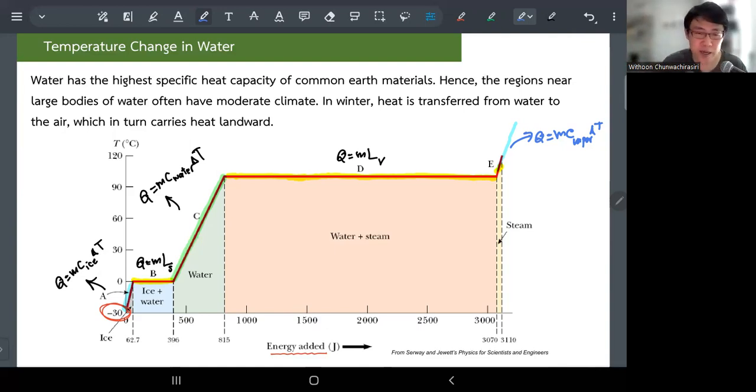Of course, there are so many alternative scenarios that might happen, right? But for the most general cases, it will go from solid to liquid and then to gas. But hopefully by seeing this graph or this curve over here, you see when and where you're supposed to apply Q equal to mc delta T and where you're supposed to apply Q equal to mL. That's the only two things that you need, okay?